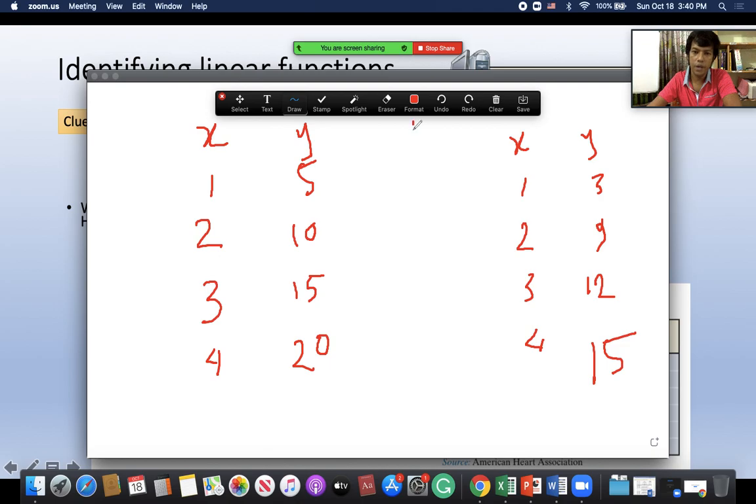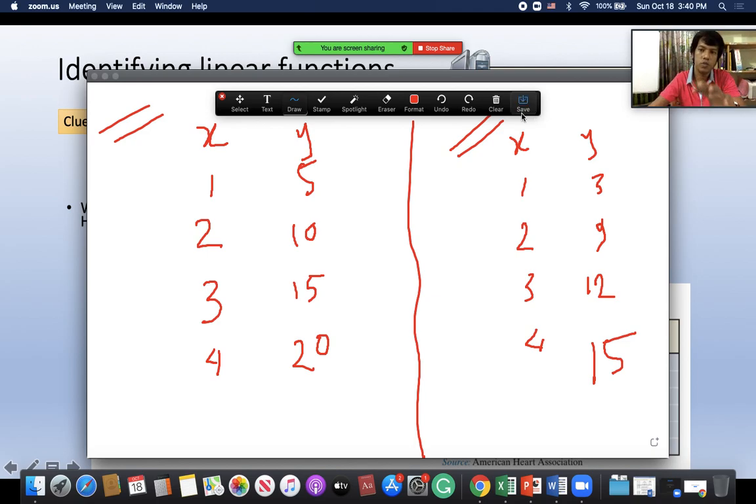Suppose these are my data. This set and this set. You have to find out whether this is linear, or this is linear, or both are linear, or both are non-linear. So look at this. For linear, our average rate of change has to be the same.